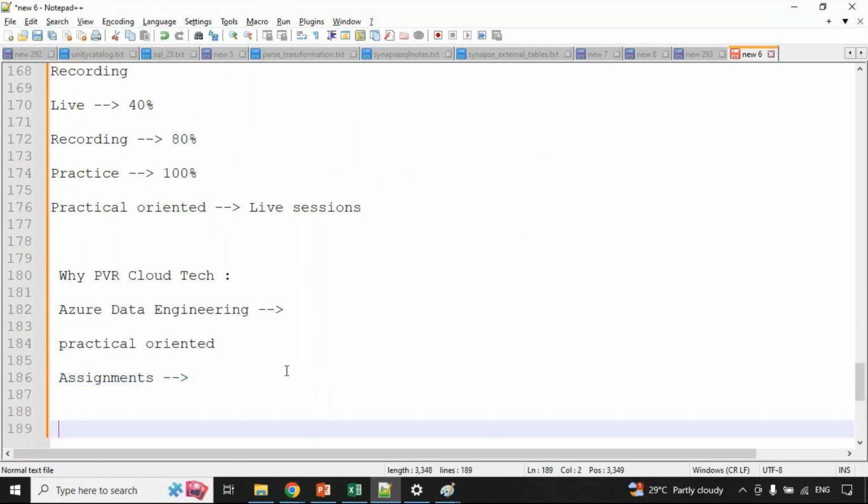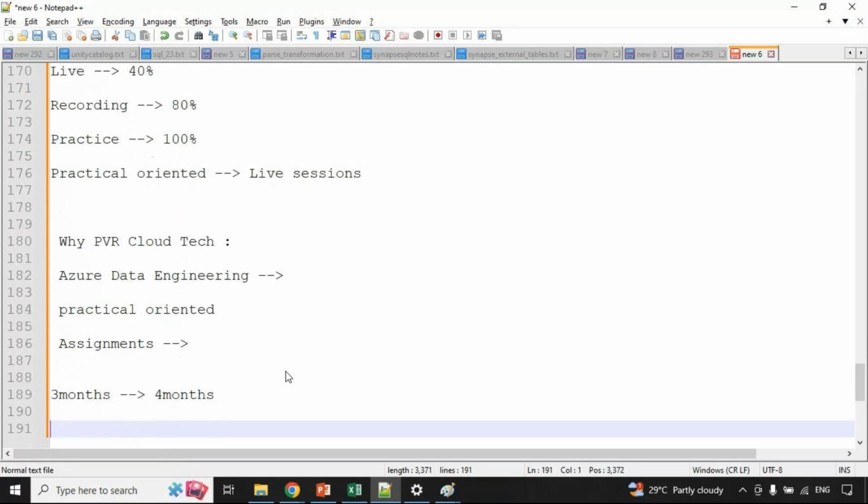And people are in a dilemma: I have a testing background, I'm from a non-IT background, can we survive here? Yes, of course, guys. Suppose normal people take 3 months, for you it will take 4 months. Some extra effort is required, guys.